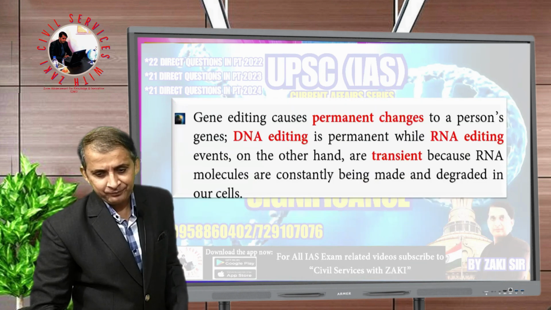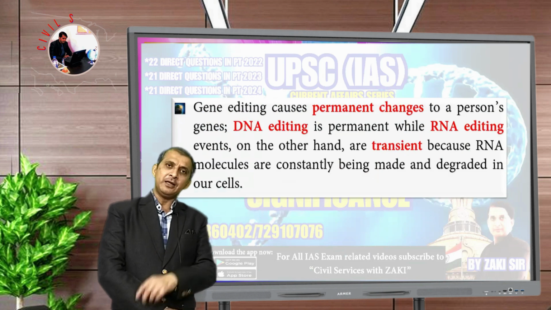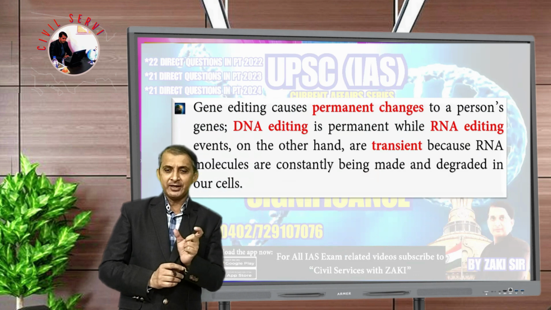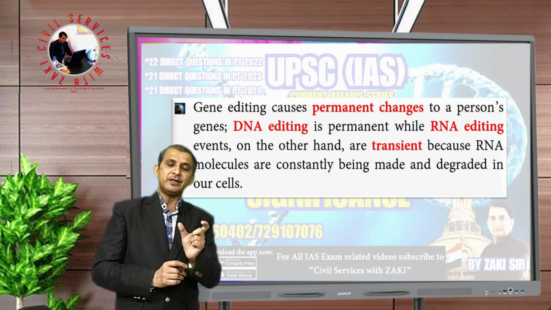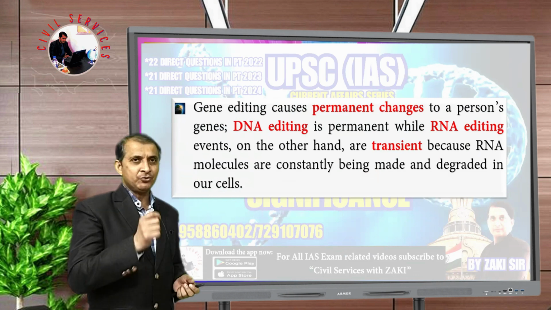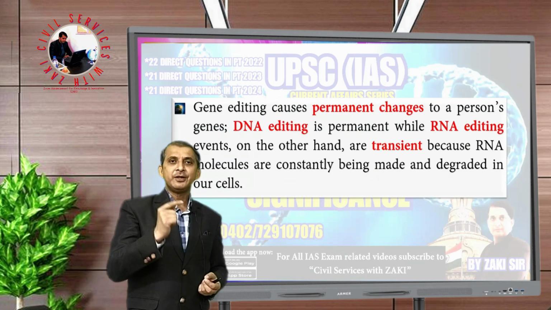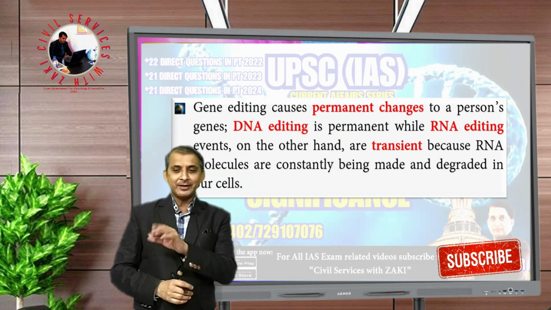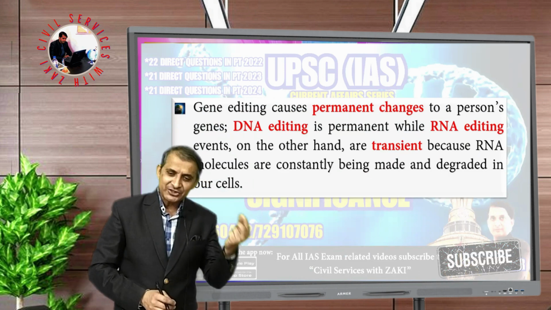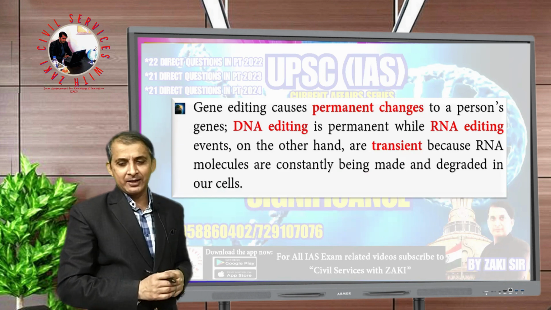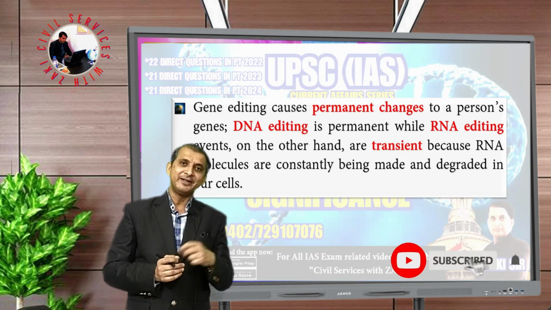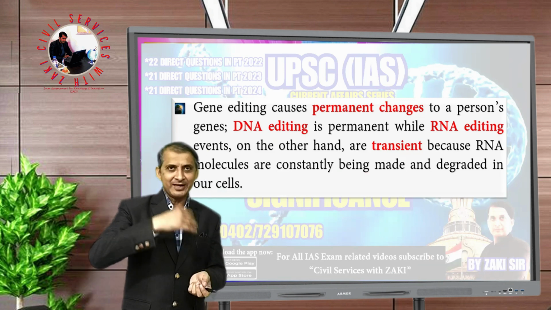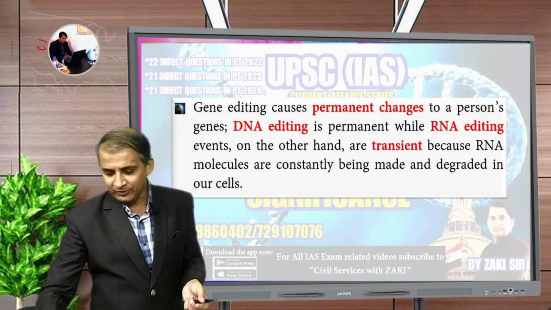But the gene editing tool regarding the DNA makes a permanent change to the person's DNA. So DNA editing is permanent. If you alter some person's gene, it may be permanent. But RNA editing, on the other hand, is transient. It means it's temporary, because RNA molecules are continuously being made and degraded in our cells. In our cells, RNA molecules are continuously made and disintegrate in the cytoplasm.